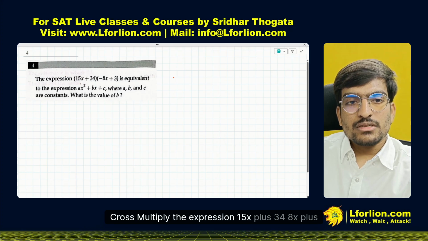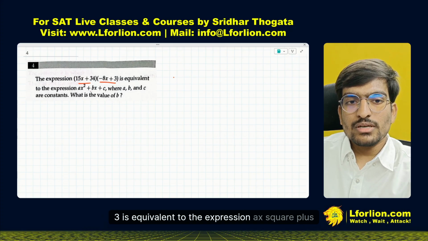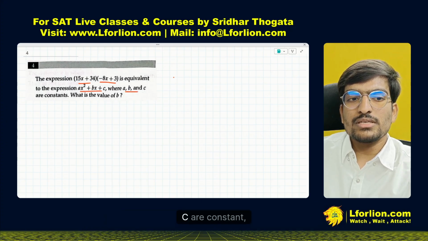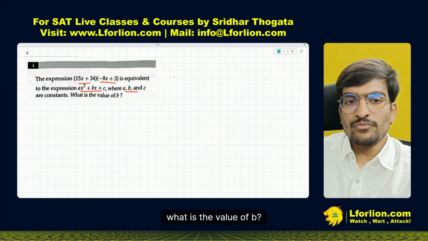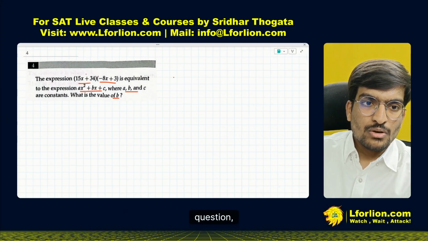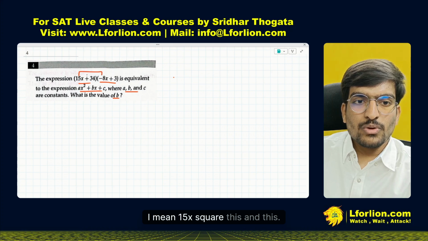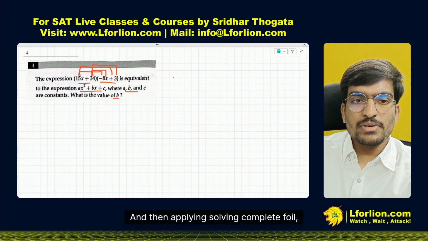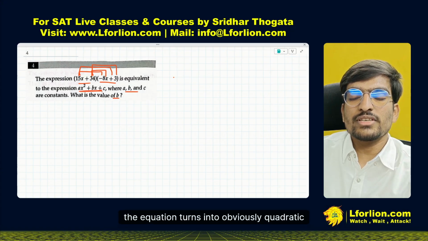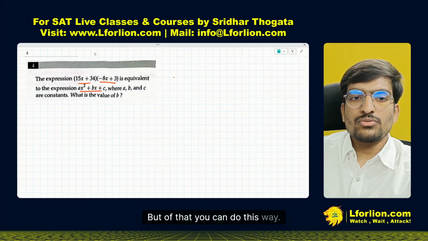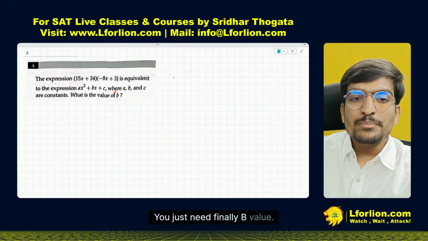The expression (15x + 34)(-8x + 3) is equivalent to the expression ax square plus bx plus c, where a, b, c are constants. What is the value of b? If you apply the FOIL method for this given question and solve the complete FOIL, the equation turns into a quadratic equation, which is this. But instead of that, you can do it this way. You just need the b value finally.